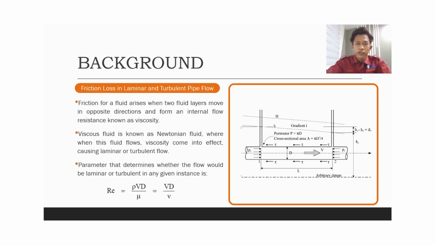Next, let's see the background of friction loss in laminar and turbulent pipe flows. Friction in a fluid arises when two fluid layers move in opposite directions and form an internal flow resistance known as viscosity. This viscous fluid is known as a Newtonian fluid. When this fluid flows, the viscosity comes into effect, causing laminar or turbulent flows. The flow of fluids in a pipe can be determined to be laminar or turbulent by looking at the value of its Reynolds number.